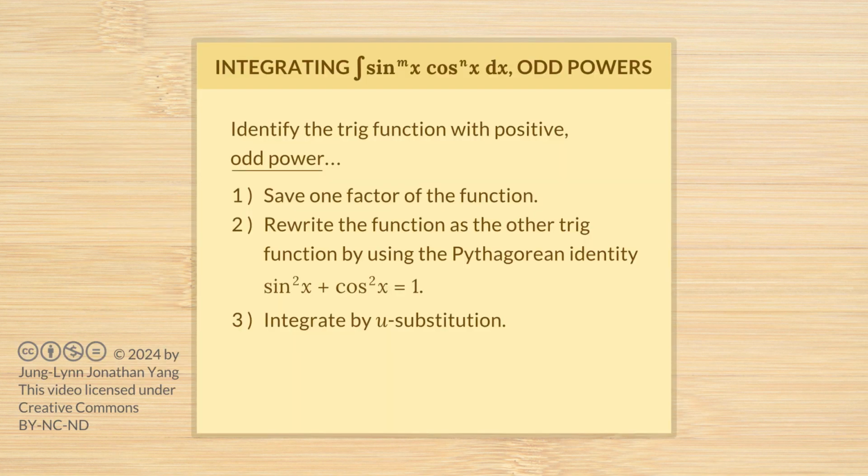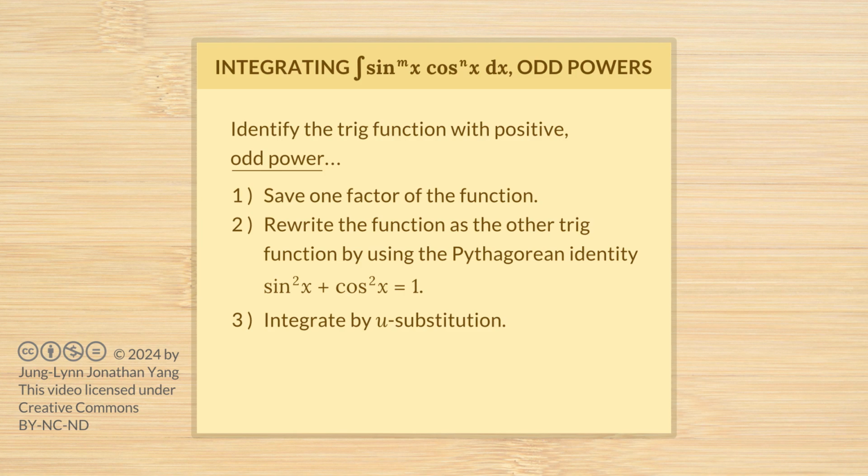When we have sine raised to some power and cosine raised to some power, and these two functions are multiplied together and we need to integrate it, this is a strategy to use. Look for the function that has the positive odd power. We save one factor of the function, put it to the side, rewrite the same function as the other trig function, using the Pythagorean identity, sin² plus cos² equals 1.